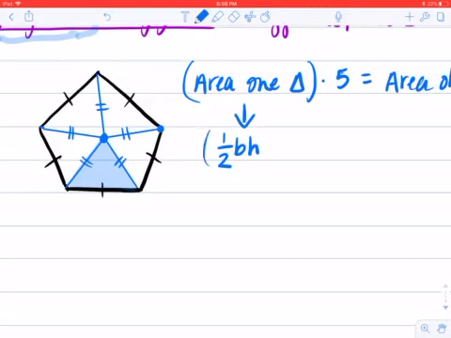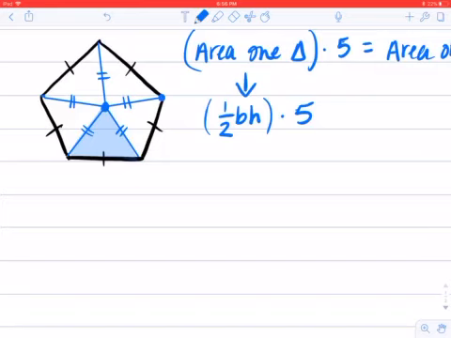1/2 base times height. Good job. Yes, you're right. 1/2 base times height. That's a triangle, right? And then I would multiply it by 5 because there's 5 triangles. Well, let's look at what I have there.